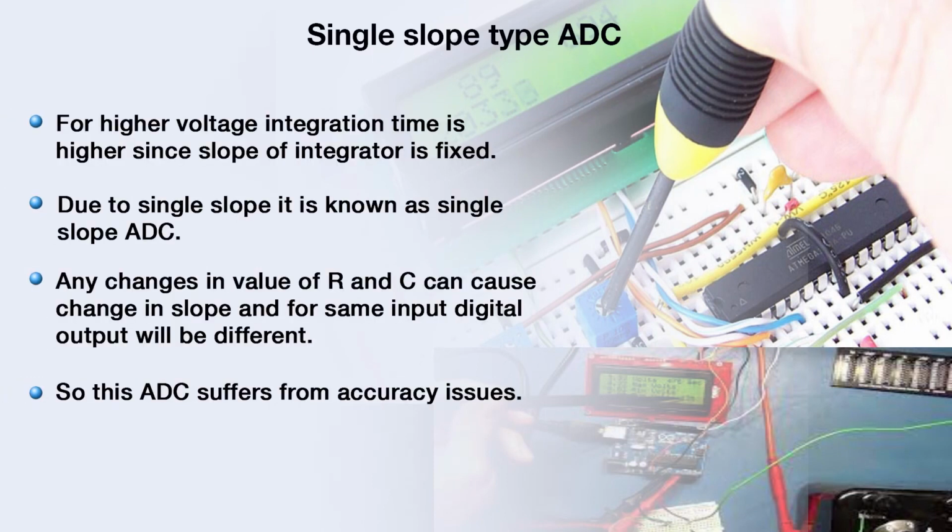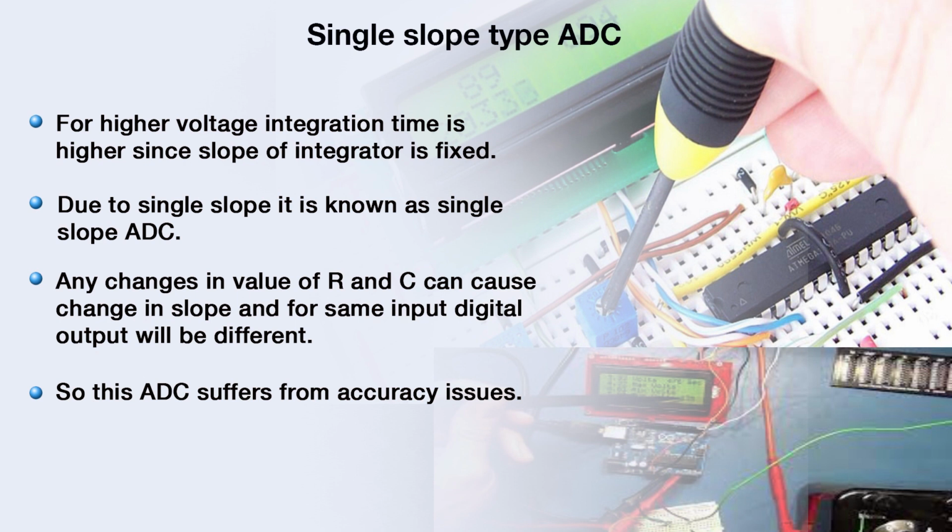So, the final count of the counter is directly proportional to the analog input voltage. This way, a single slope ADC works. Now, here we know that the reference voltage and the values of R and C are fixed.